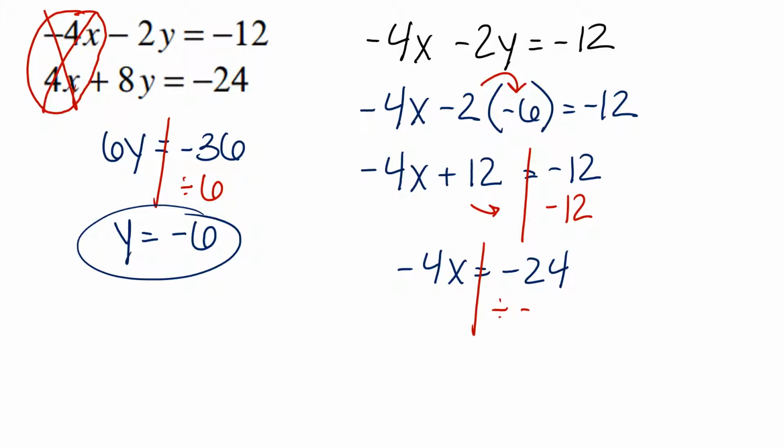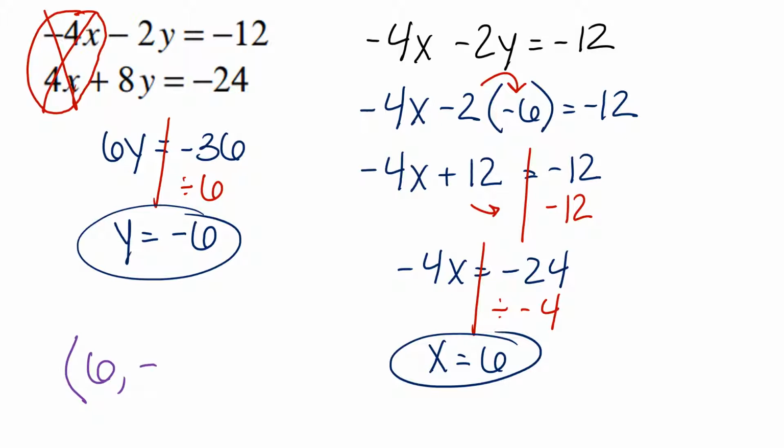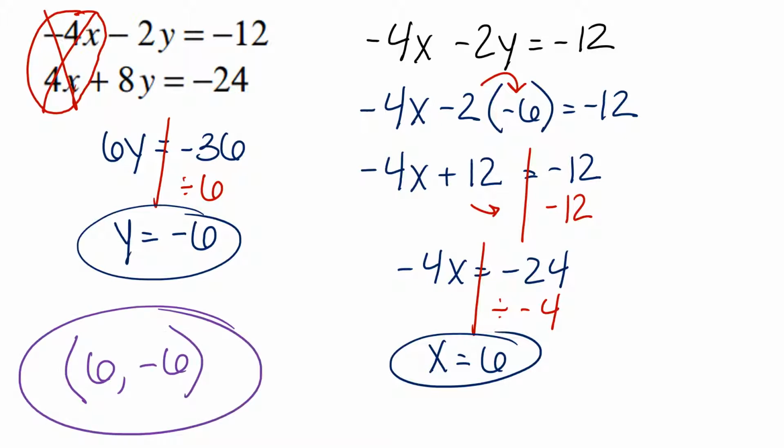And our last step is to divide. The negative 4 and the x side by side means multiply. We do the opposite and divide. Negative 24 divided by negative 4 is a positive 6. When you write your answer, write the x value first, so 6, and then the y value, negative 6.